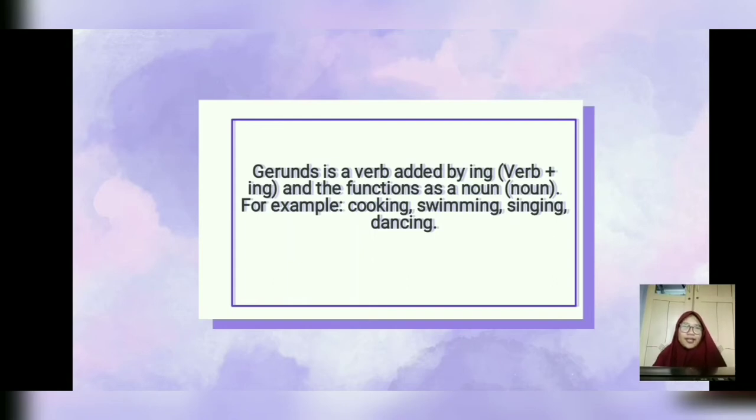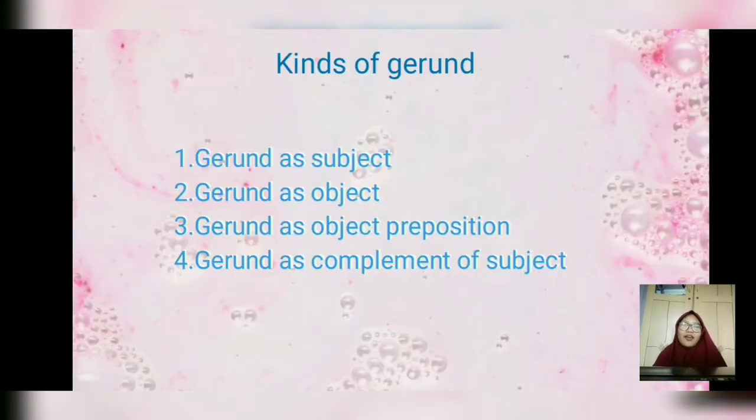For example, I have the word cook, the gerund is cooking. I have the word swim, the gerund is swimming. I have the word sing, the gerund is singing. And the last one, I have the word dance, the gerund is dancing. Okay, I have 4 kinds of gerund. It is about gerund as subject, gerund as object, gerund as object of preposition, and gerund as complement of subject.